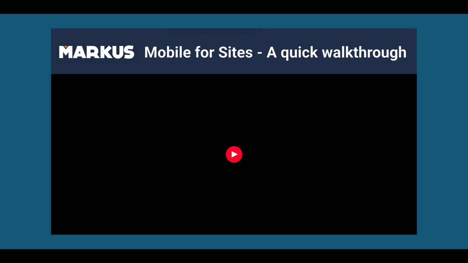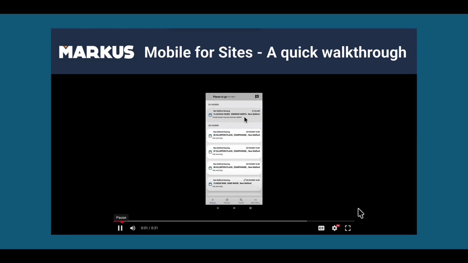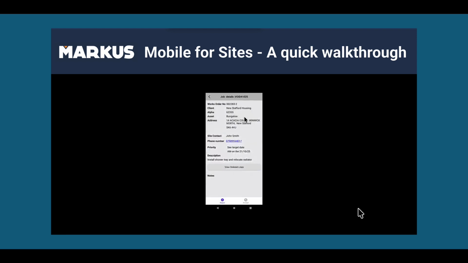Before we go on to the asset-based system, I thought it would be quite a good idea to show you our site-based system. So the places to go screen, there you can see a very traditional job that you'd accept for a single property. You'd travel to site in the normal way, carry out any risk assessments that need to be done. Once you're on site, you can see it's very specific to the job.